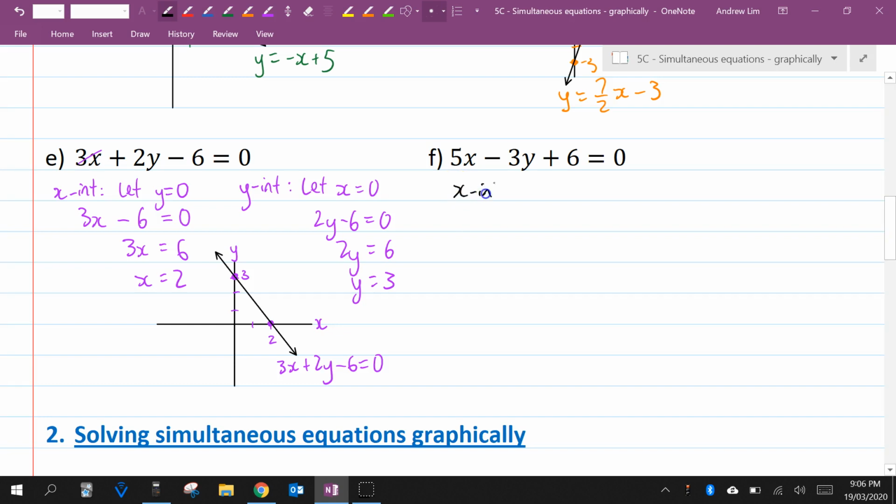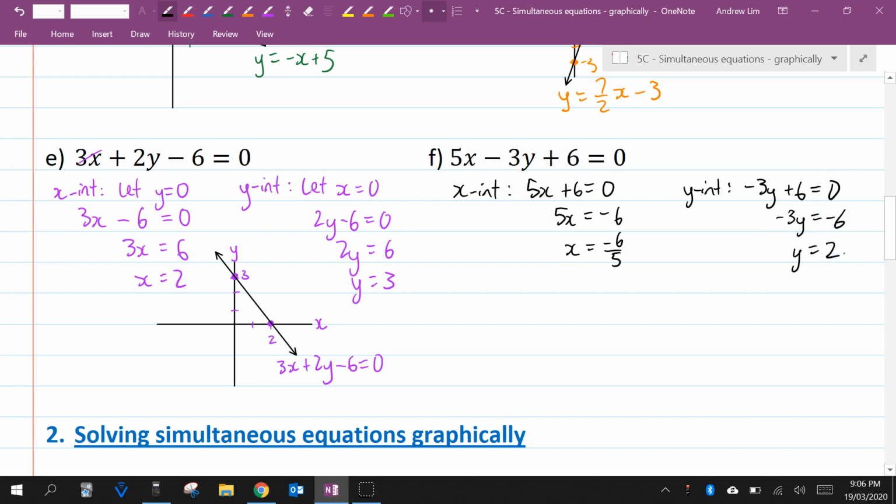X-intercept, we let y equal to 0, so we've got 5x plus 6 equals 0. 5x is equal to minus 6, x is equal to minus 6 on 5. Y-intercept, we let x equal to 0, so we've got minus 3y plus 6 is equal to 0. Minus 3y is equal to minus 6, y is equal to positive 2. Okay, divide both sides by negative 3.